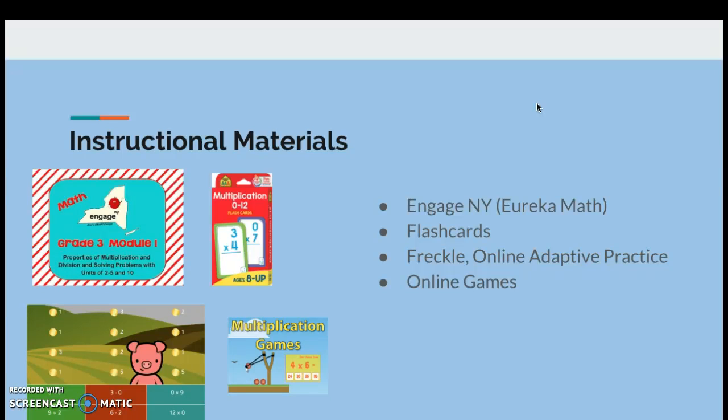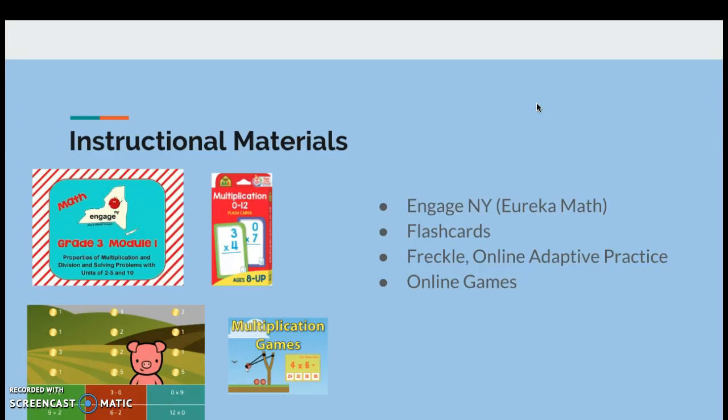I will be using a variety of instructional materials. The instructional package that will be used is Engage New York, also known as Eureka Math. It is a complete math program that is involved with sprints, mini lessons, problem sets, exit tickets. It has everything that a math instructional package should have.